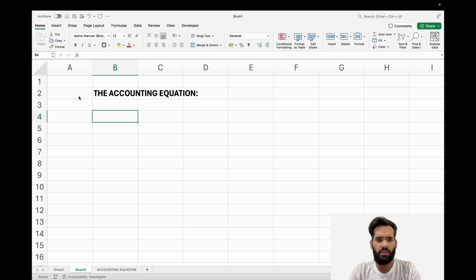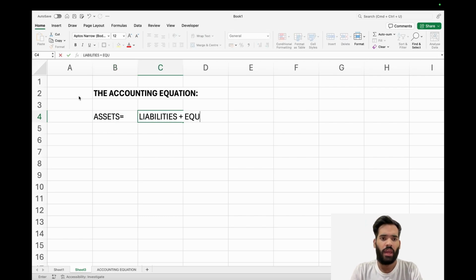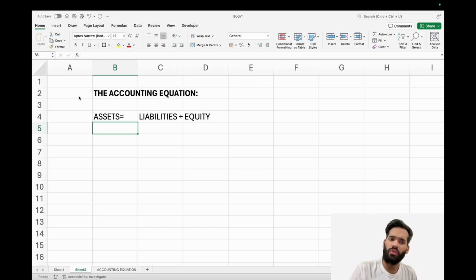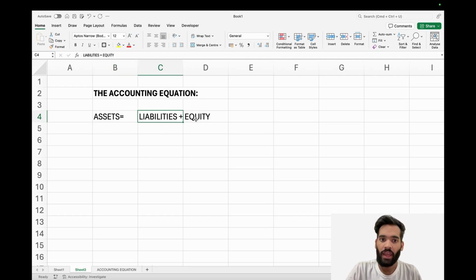It basically states that assets are always equal to liabilities plus equity. Let's try to understand that for a second. This means assets, everything you own, are always equal to everything you owe, plus the money left over after you pay what you owe from the assets.